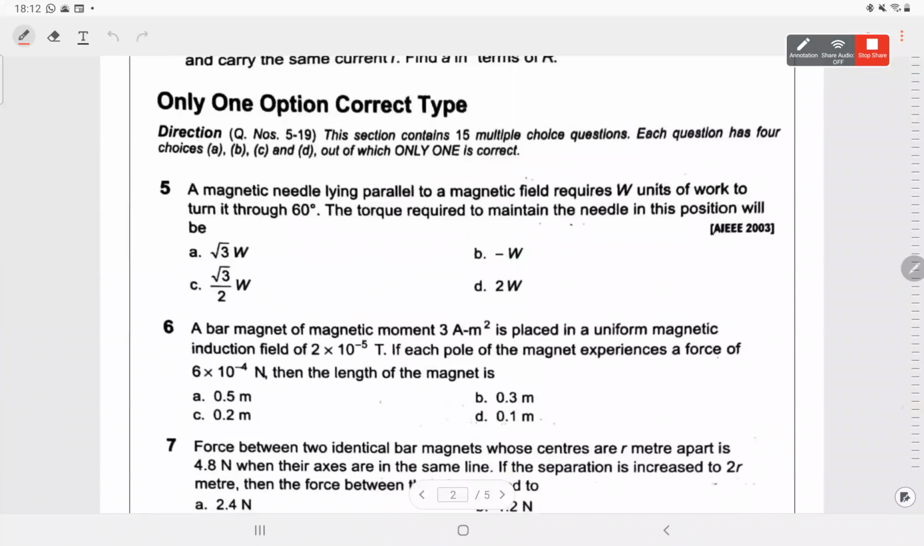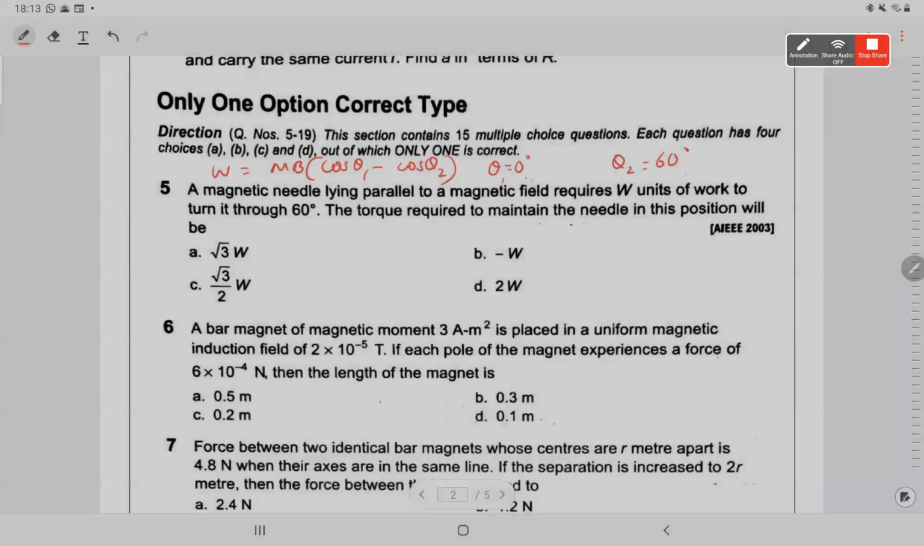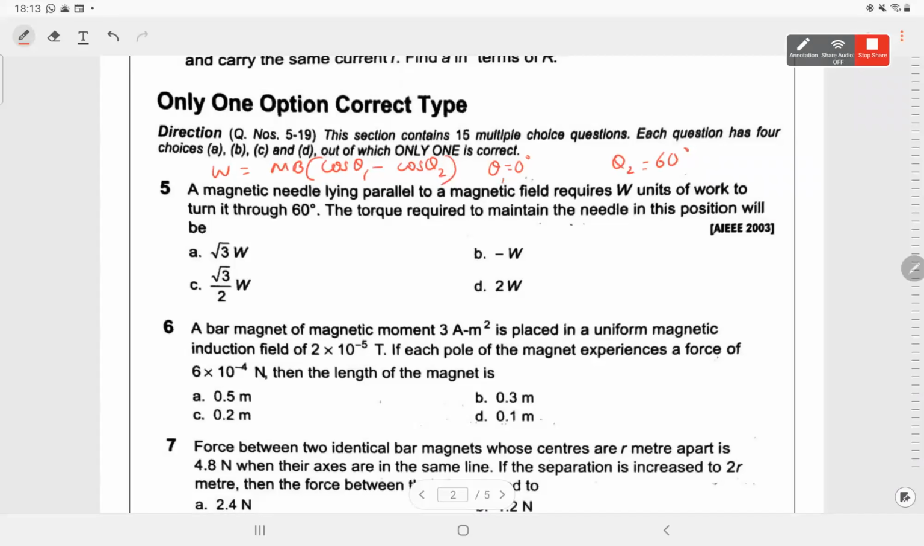A magnetic needle lying parallel to the magnetic field requires W units of work to turn it through 60 degrees. Initially it is parallel to the magnetic field, so initial theta 1 is 0 degrees, and now it has to rotate by 60 degrees. The work done in rotating a magnetic dipole, the formula was mB into cos theta 1 minus cos theta 2. Substitute theta 1 as 0 degrees, theta 2 as 60 degrees. From here we will get the value of mB.